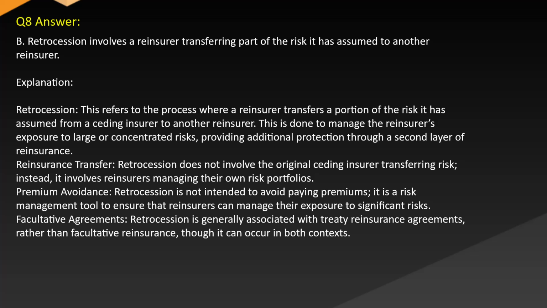This is done to manage the reinsurer's exposure to large or concentrated risks, providing additional protection through a second layer of reinsurance. Reinsurance transfer: retrocession does not involve the original ceding insurer transferring risk. Instead, it involves reinsurers managing their own risk portfolios.